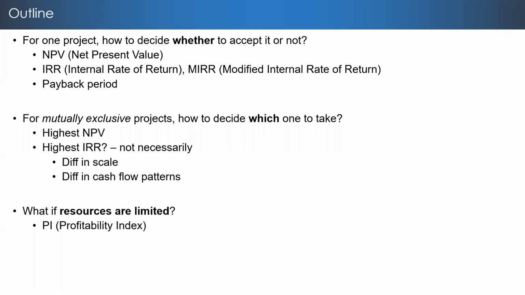The second one is called internal rate of return, or IRR. And then there's a modified version of IRR, which we call MIRR. We'll talk about what they are and how we use them. And the third rule is called the payback period rule, which is the simplest of the three. Basically, it is a rule determined by the number of years the investor wants to get the initial investment back.